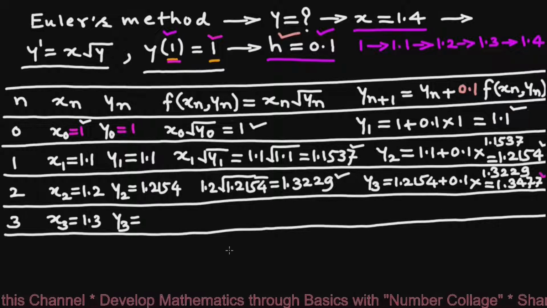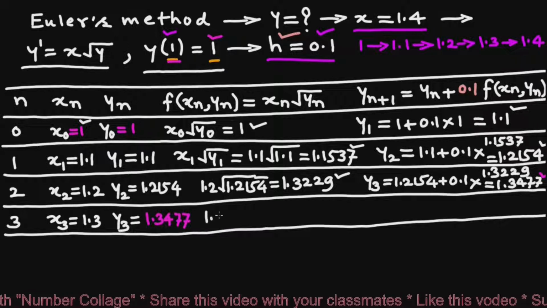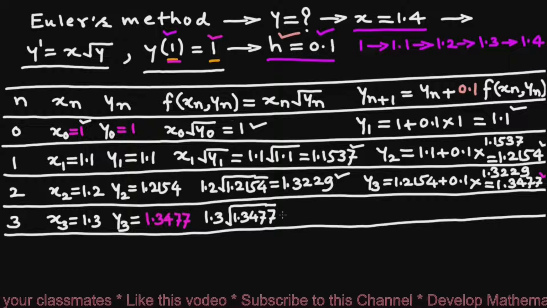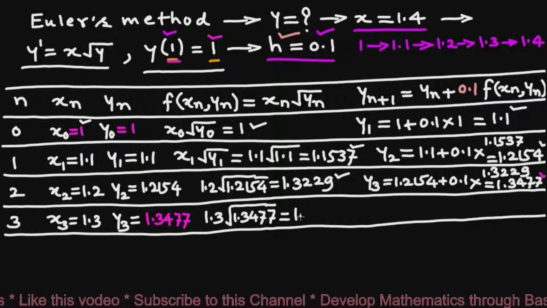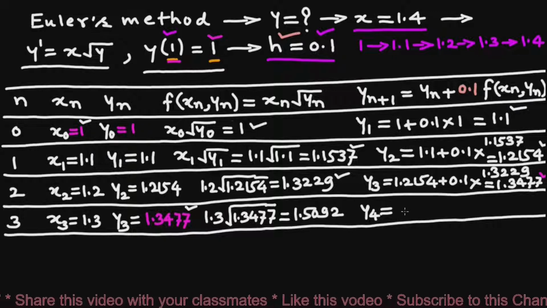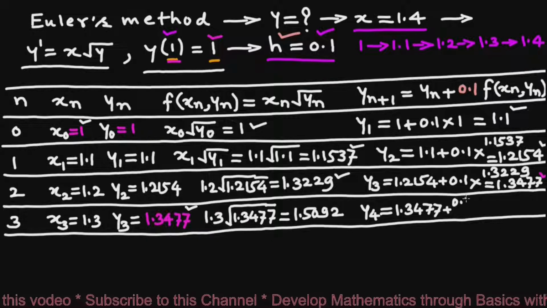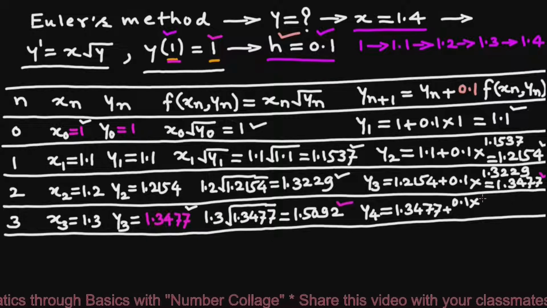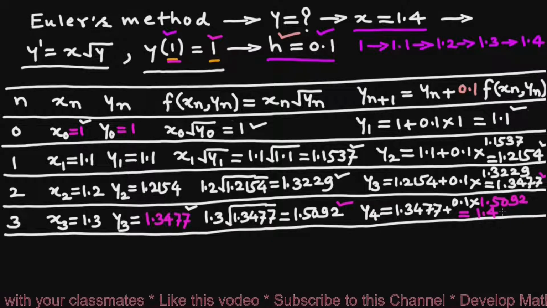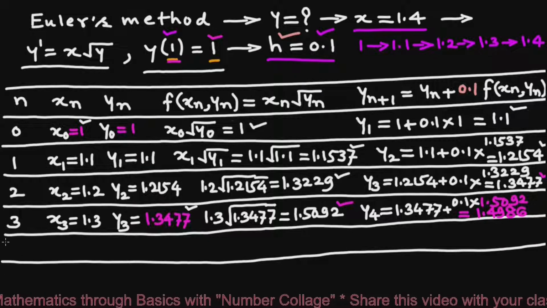y3 will be this 1.3477. Next 1.3 square root of 1.3477 by calculator will be 1.5092. y4 will be y3, which is 1.3477, plus 0.1 multiplied by this 1.5092, which will be 1.4986. In the next row, we write n equals 4.